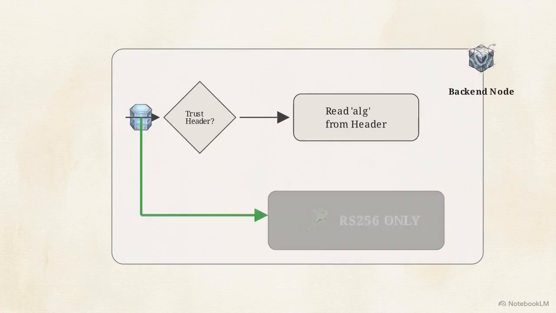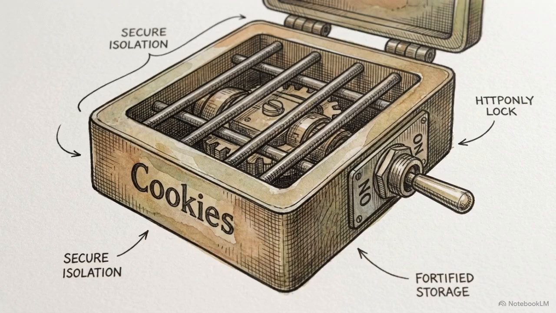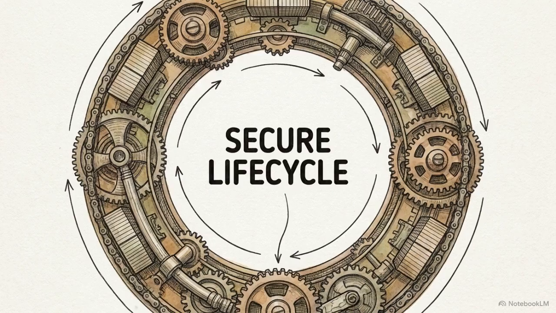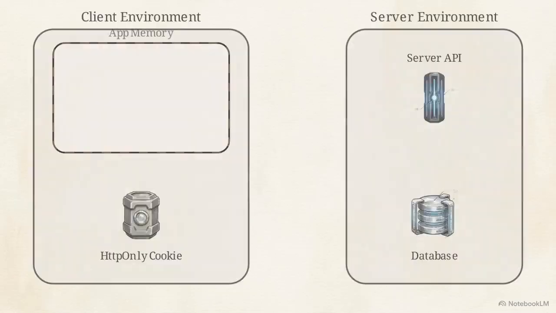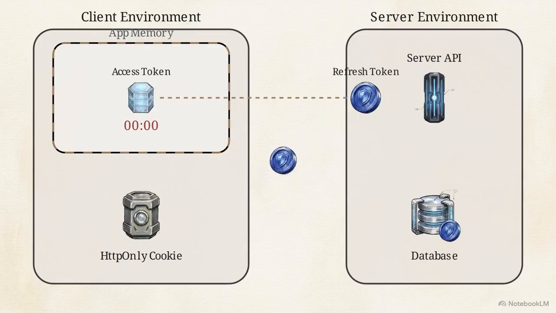Securing this architecture requires 3 specific steps. First, you must hard-code and pin the expected verification algorithm on the backend, explicitly rejecting any algorithm headers provided by the token. Second, sensitive tokens should be stored exclusively in HTTP-only cookies to mitigate XSS theft risks. Third, to solve the revocation problem, the architecture must implement refresh token rotation. The server issues a very short-lived access token that expires in 5 to 15 minutes. This is paired with a long-lived opaque refresh token stored securely in the database and an HTTP-only cookie.